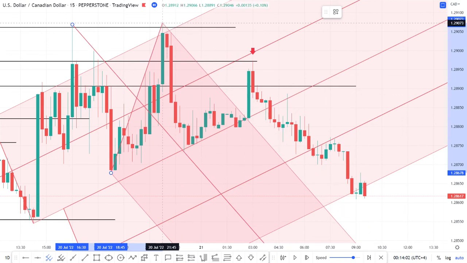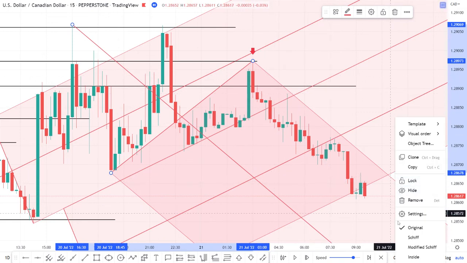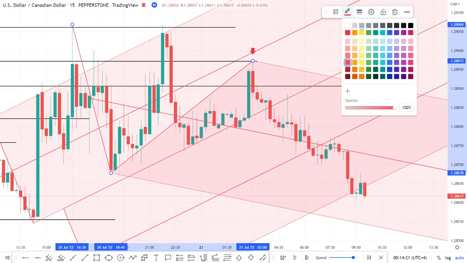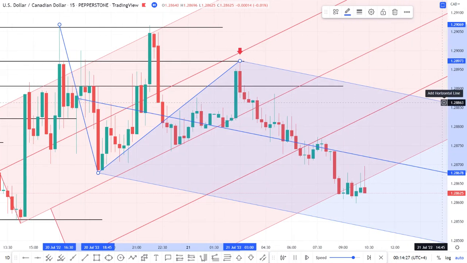I-anchor natin dito, masyadong steep ang angle. Kapag steep ang angle, anong gagawin natin sa fork natin? I-modify natin. Modified shift pitchfork. And makita nyo naman paano nare-respect ng price yung pitchfork natin once more. So let's make it this blue pitchfork. And continue lang ang saya.